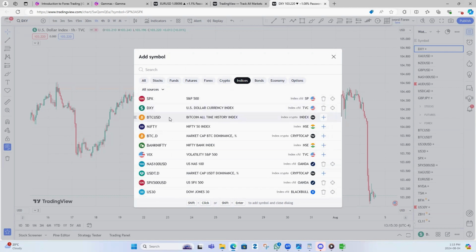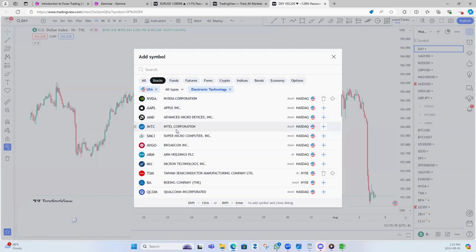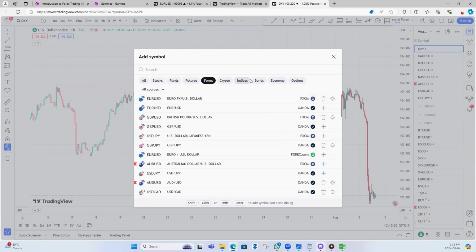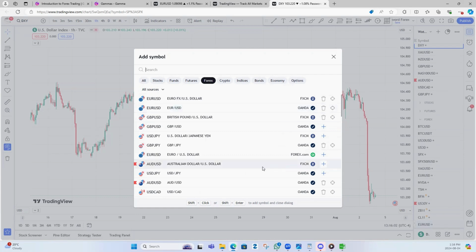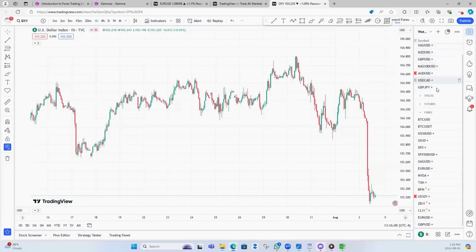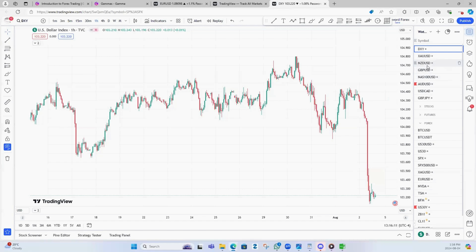I have indices as well, if you want to trade indices like NASDAQ, SPX. You also have stocks here, if you want to trade stocks like Apple, Intel. Since I trade mostly Forex and gold, I would stay here with the Forex currencies. Now let me add, for instance, Euro US dollar, so I select this one. It will be added here. British pound, select this one, and it will be added here. So here are the symbols that I've added.